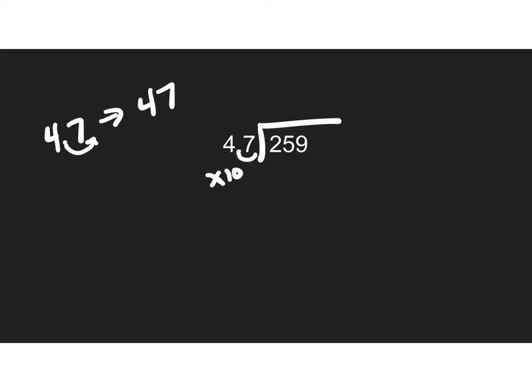Moving that decimal implies that I'm multiplying this times 10. Therefore, I'm going to multiply this times 10 too. All I have to do is put 1 0 here. So 259 times 10 is 2,590.